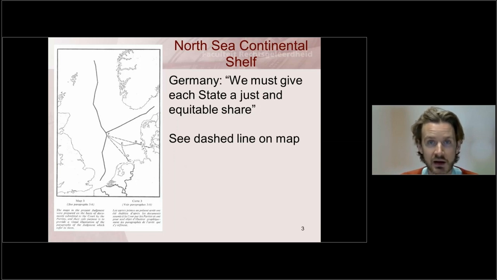And the dashed line is reflective of the German position. Germany basically suggested that the court should grant to each state a just and equitable share of the continental shelf, which basically means that the court was asked to divide the continental shelf equally, so that each of the states gets an equal share of the pie, so to speak. So this you see reflected in the dashed line.